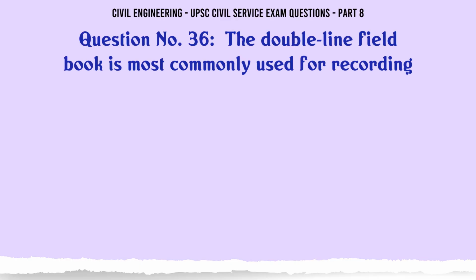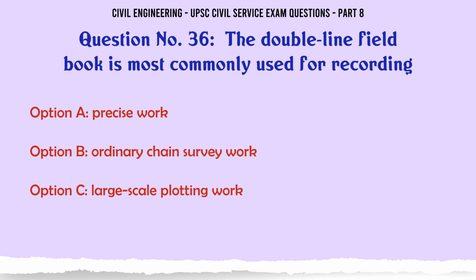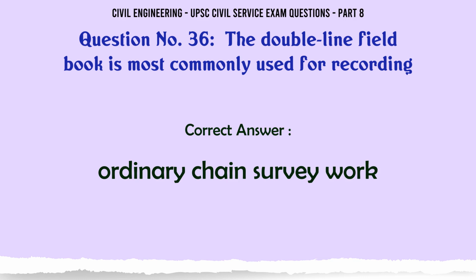The double-line field book is most commonly used for recording A. Precise work. B. Ordinary chain survey work. C. Large-scale plotting work. D. Small-scale plotting work. The correct answer is ordinary chain survey work.